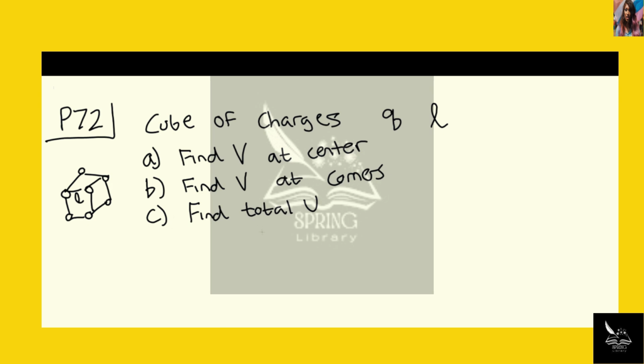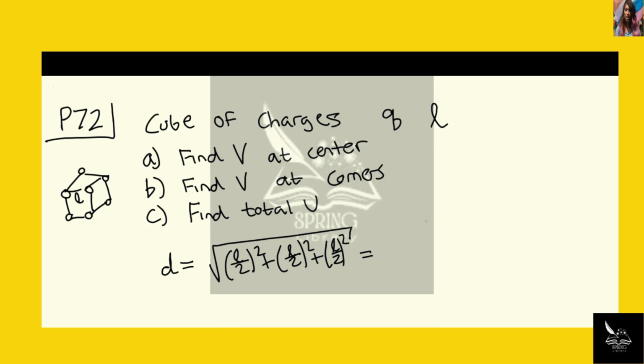So to start us out, we need to find the distance from one of these charges to the center. We can do a little bit of trig, and we will find that d is going to be equal to the square root of (l/2)² plus (l/2)² plus another (l/2)². This is just the Pythagorean theorem. No problem there. We end up with 3/4 l squared, or simply (√3/2)l. That's the distance from one charge to the center.